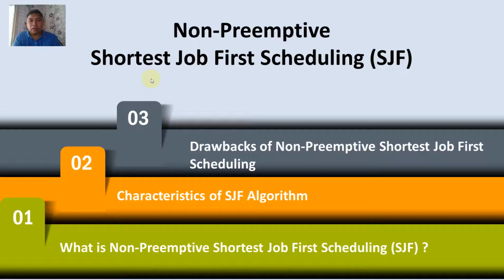I will discuss the non-preemptive shortest job first scheduling algorithm. First, I will discuss what the non-preemptive shortest job first scheduling, or the SJF, is. The second one is the characteristics of the SJF algorithm. The third one is the drawbacks of non-preemptive shortest job first scheduling.